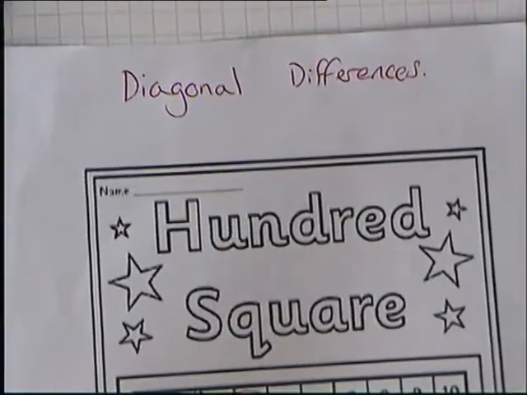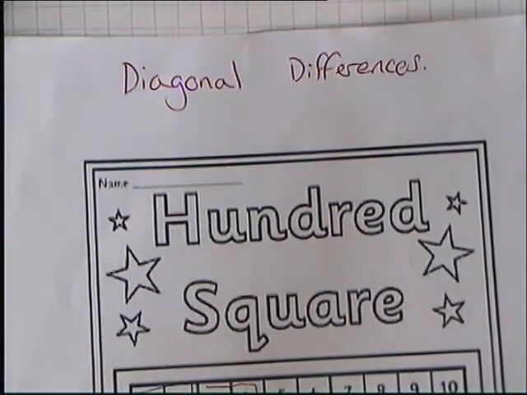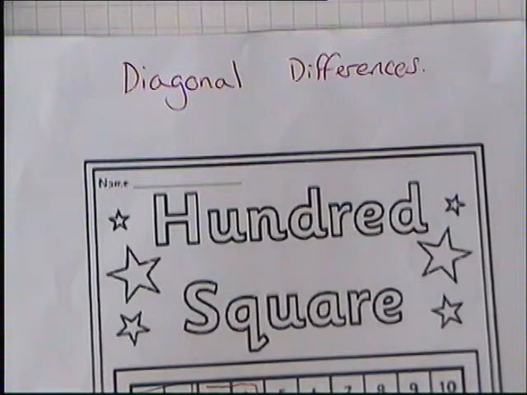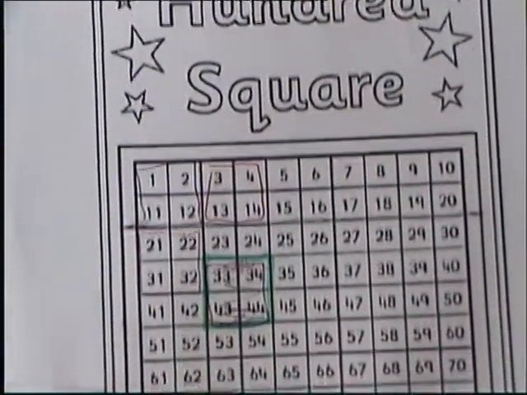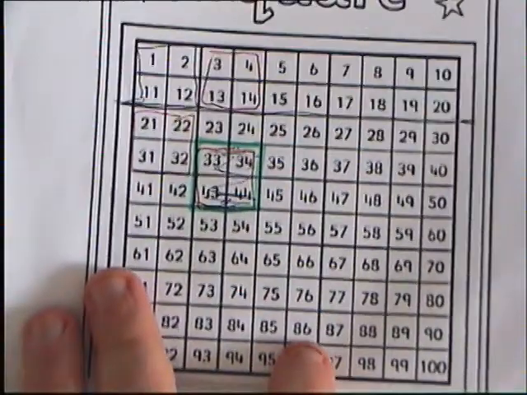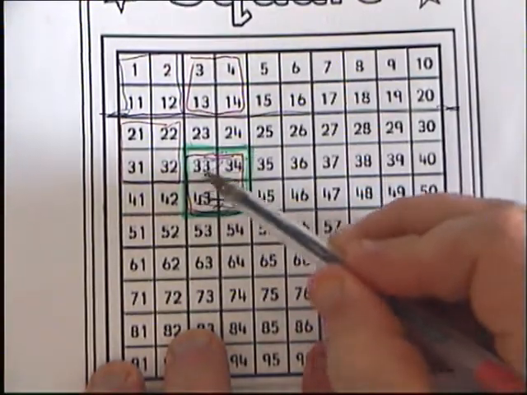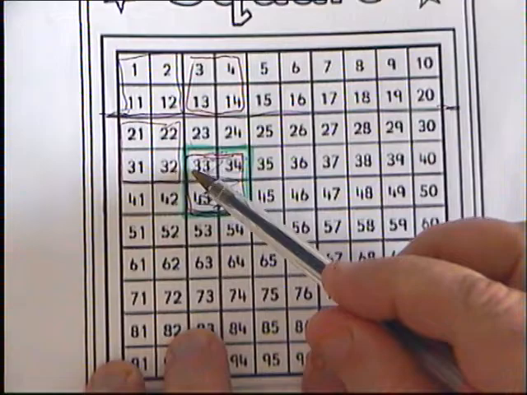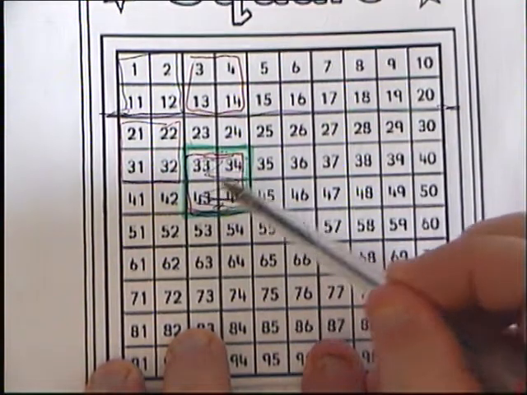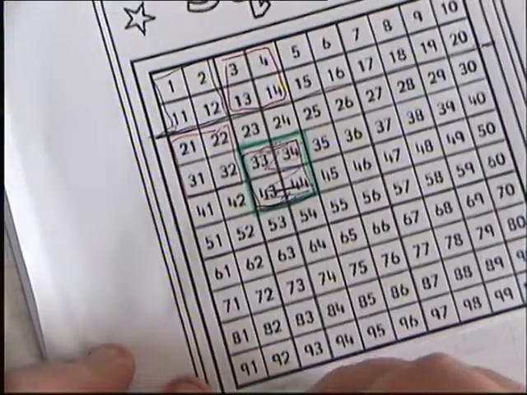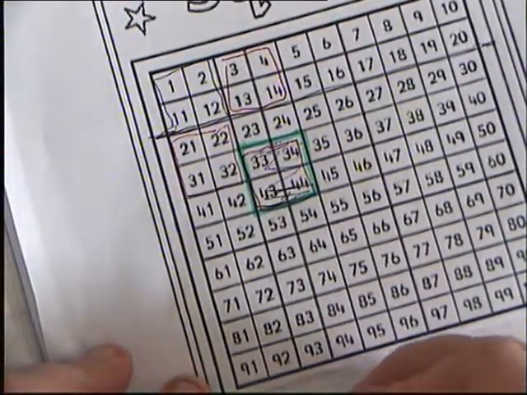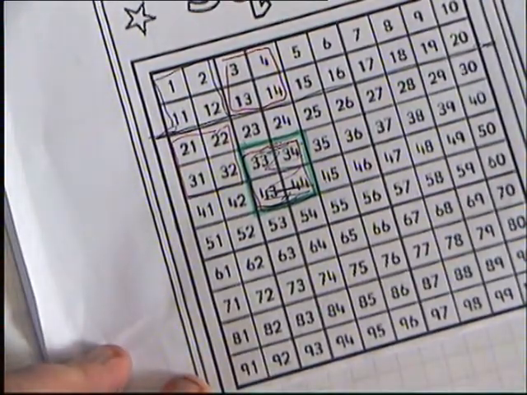So today I'm going to talk you through the start of diagonal differences and then give you some extensions to try yourselves. So we start by getting a 100 square. You can get one of these easily online. And I've just drawn a 2 by 2 grid around these numbers. Okay, and I'm going to multiply together the diagonals. So 33 and 44 and 34 and 43. So we've got 33 times 44 and 43 times 34.